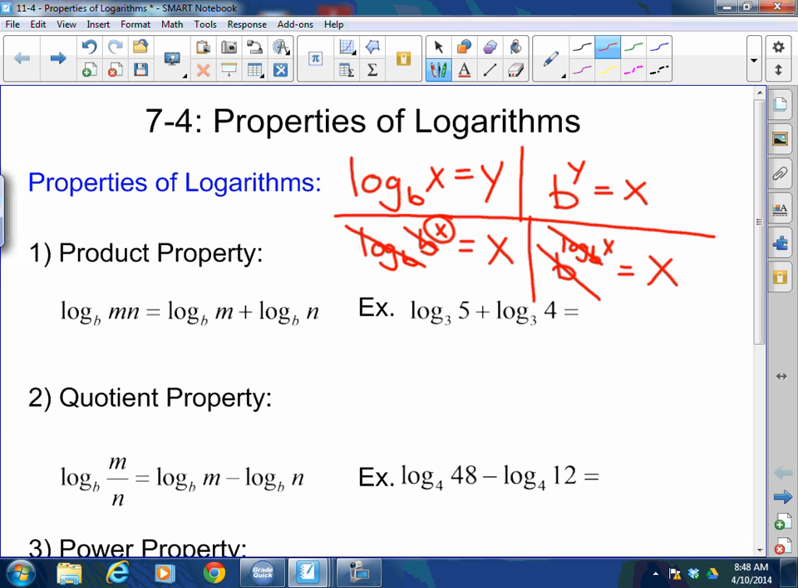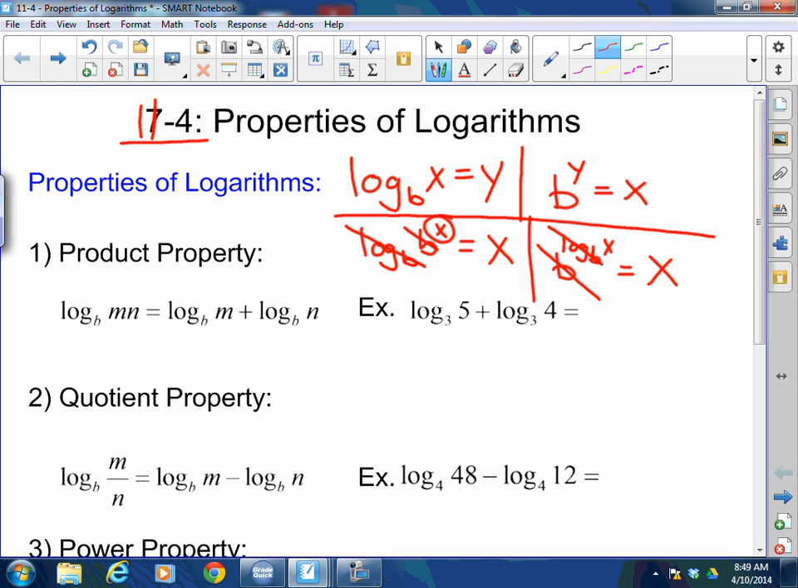So now, today we have properties of logs. Good news, guys. This is the last thing that you have to really learn about properties. Tomorrow is just solving equation after equation after equation. So we're not doing that bad. And this is not 7-4, it's 11-4. My bad, sorry. So let's get to it.